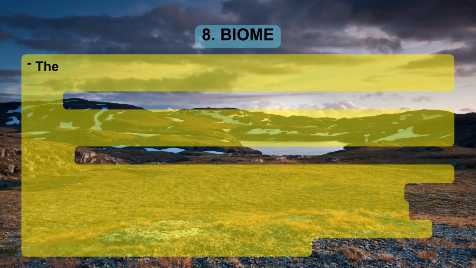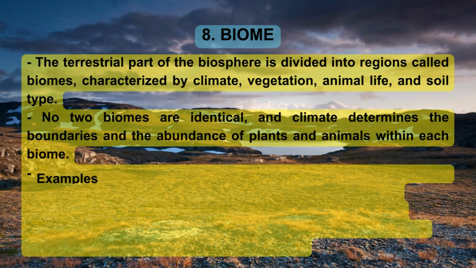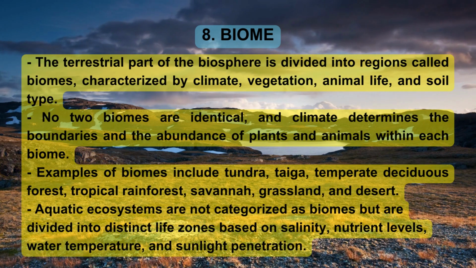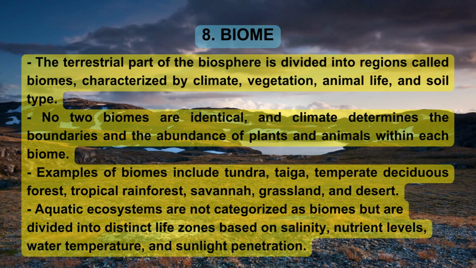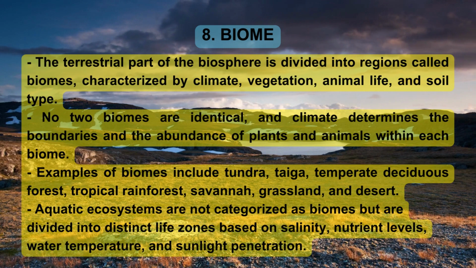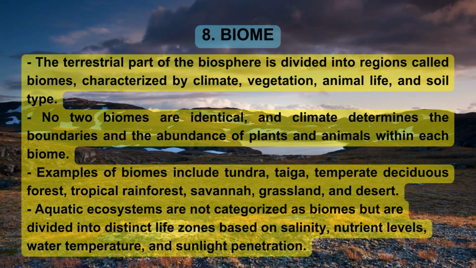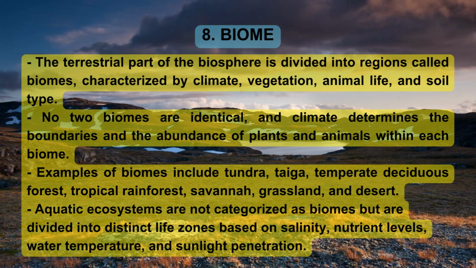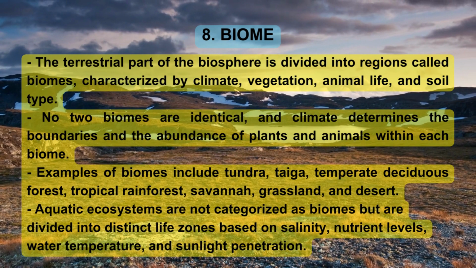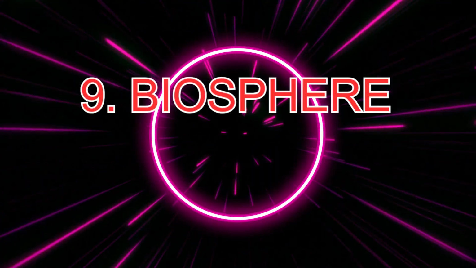8. Biome. The terrestrial part of the biosphere is divided into regions called biomes, characterized by climate, vegetation, animal life, and soil type. No two biomes are identical. And climate determines the boundaries in the abundance of plants and animals within each biome. Examples of biomes include tundra, taiga, temperate deciduous forest, tropical rainforest, savanna, grassland, and desert. Aquatic ecosystems are not categorized as biomes but are divided into distinct life zones based on salinity, nutrient levels, water temperature, and sunlight penetration.